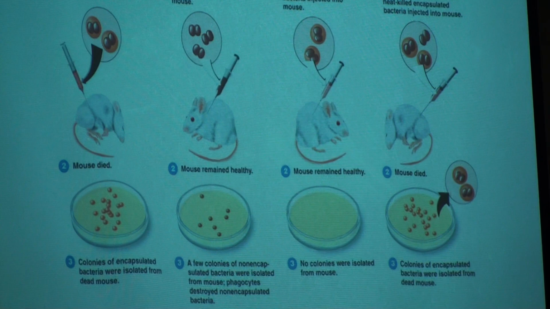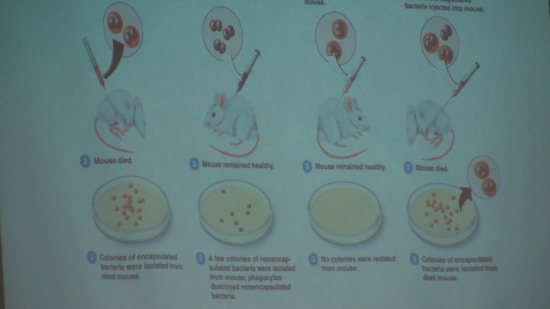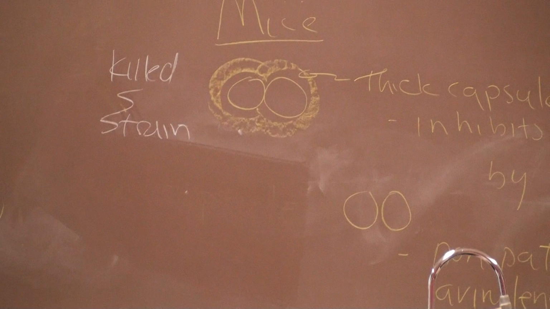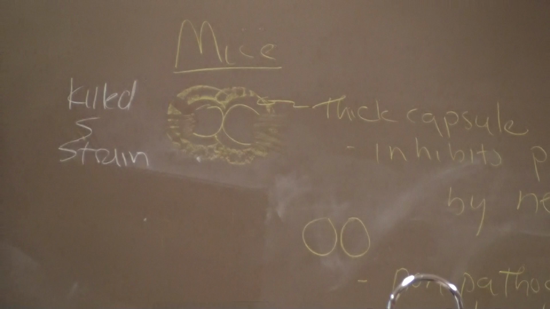So he came up with a lovely model, and we'll try to cartoon the model here. What Griffith proposed was that the killed S strain had released genetic information encoding for capsule production. And that genetic information, and we'll just show these guys lysing because that's what happens when bacteria die, they lyse.